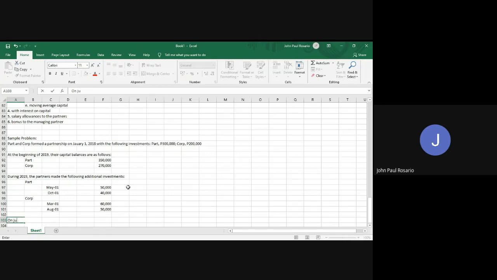And on June 1, 2019, Part made a temporary withdrawal of 1,000, while Corp made a temporary withdrawal on July 1, 2019, of 10,000. Okay.